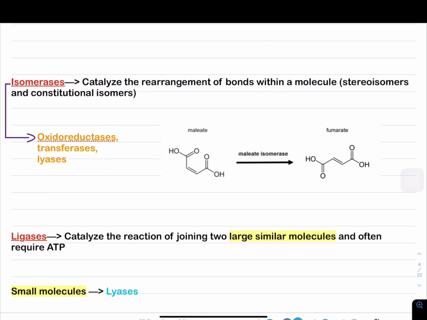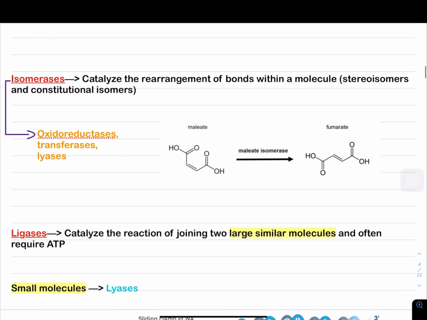And that is what isomerases do. They catalyze the rearrangement of bonds within a molecule. So isomerases can also be classified as oxidoreductases, transferases, or lyases, depending on the mechanism of the enzyme.